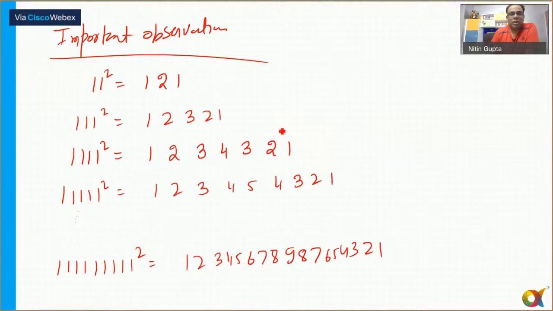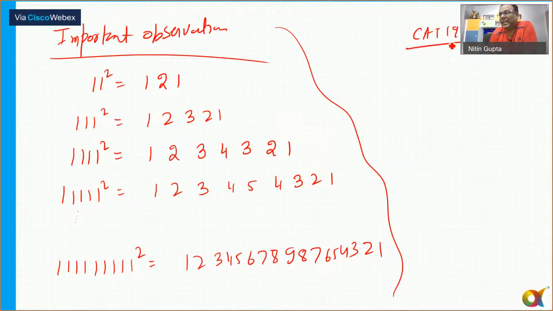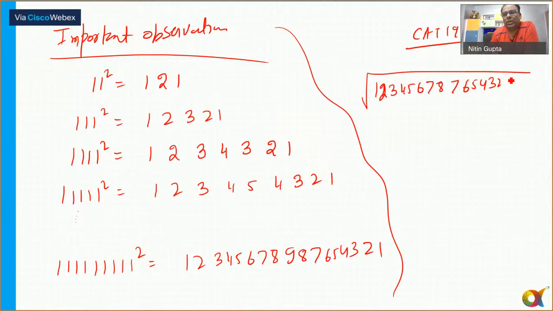Now in one of the years, as far as I remember, it was probably CAT 1998 or maybe 1999, there was a question: find the square root of 12345678 7654321. This was the question which was asked in the CAT. So it is still 8, so you can straight away say it is nothing but eight 1s. That's it. So these are a few important observations. So be aware of all these things.